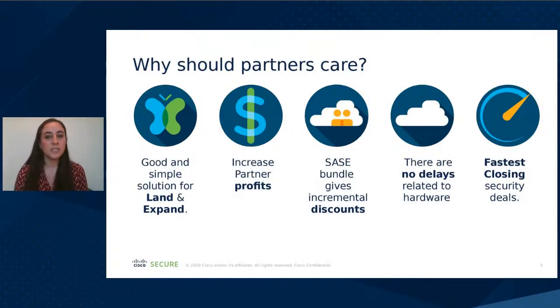Fourth, there are no delays related to hardware. So since Umbrella is a cloud security service that delivers multiple functions that are traditionally handled by appliances, now that you don't have any hardware part, you don't have to worry about the delay of delivery, the delay of getting the parts, of the order, and of the deployment. And finally, it's the fastest closing security deals. And this is really important because something amazing about Umbrella is that we offer free trial for 14 days. And Umbrella trials are really very easy to deploy.